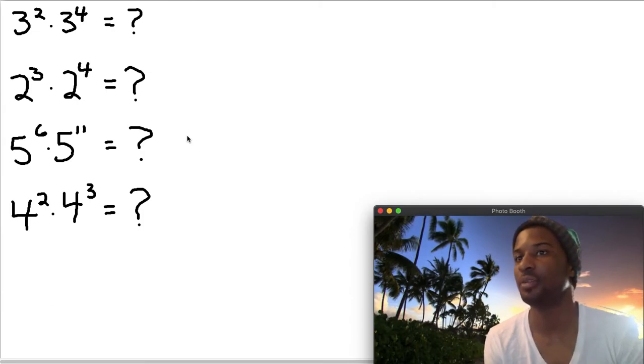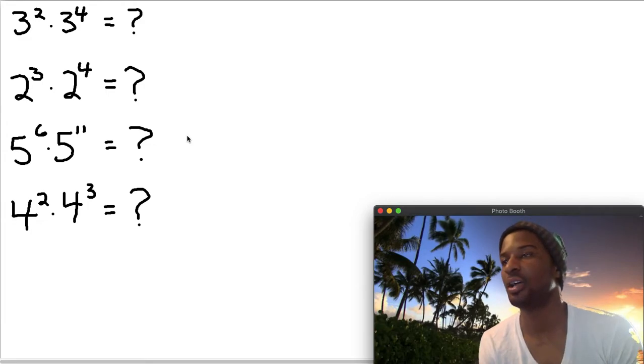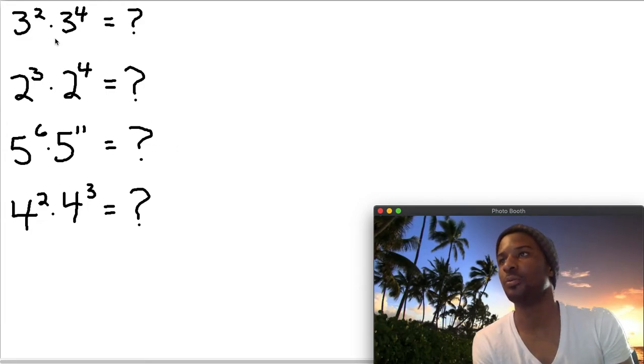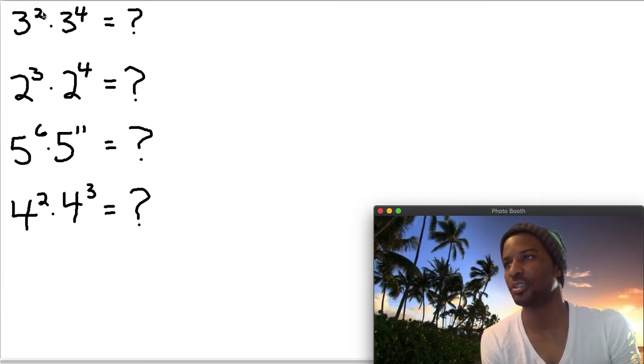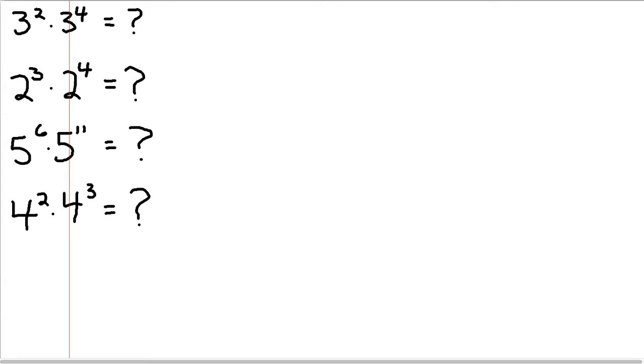The first problem that we have is 3 squared times 3 to the 4th. What we're going to basically do here is really simple. We're just going to add these exponents. So you have 2 and then you have 4. If we want to bring this over here, we simply keep the 3 and then take 2 and add 4, because this is based off of the rule.